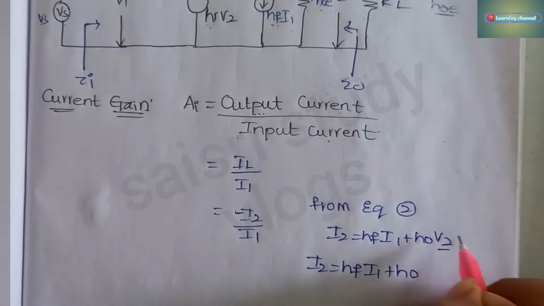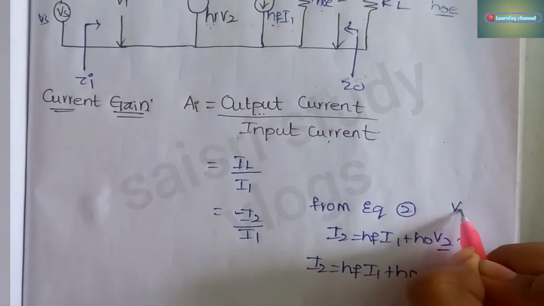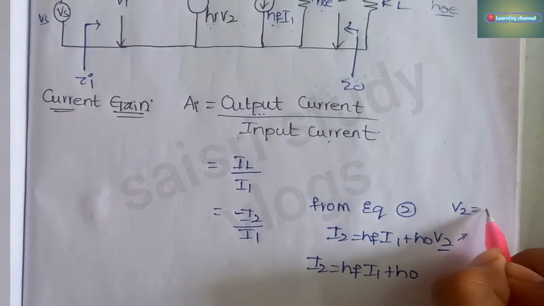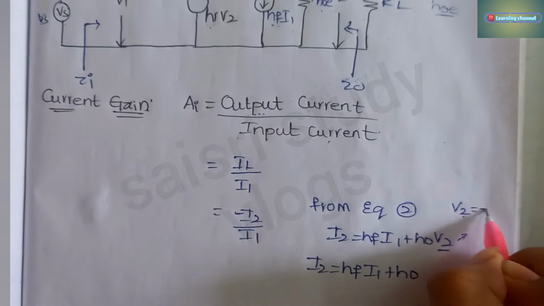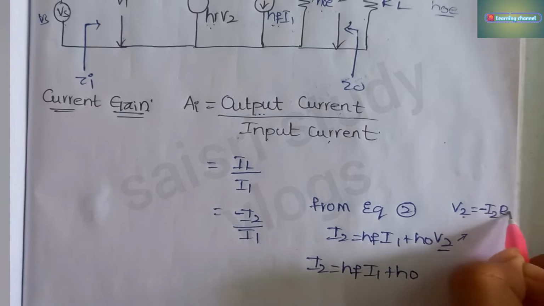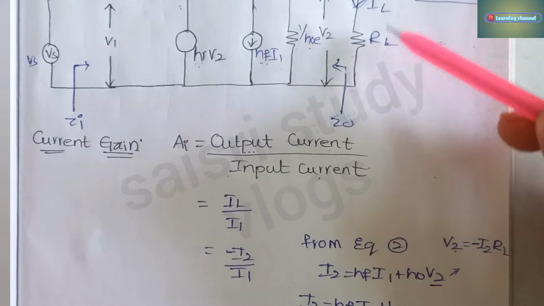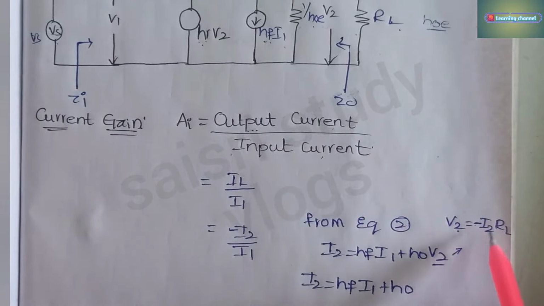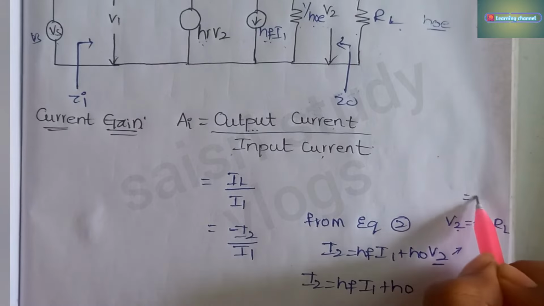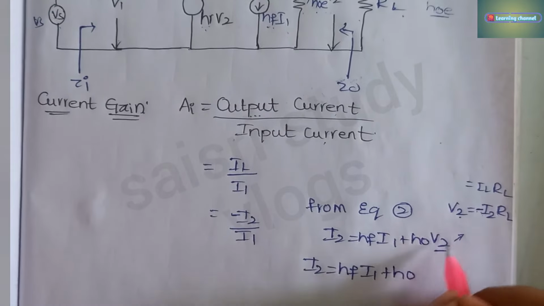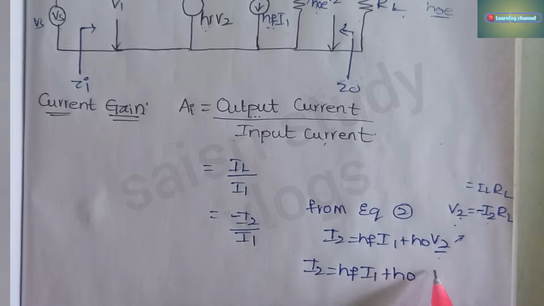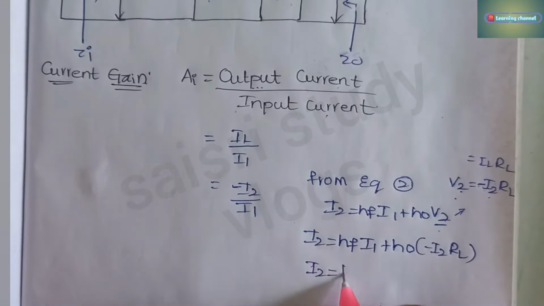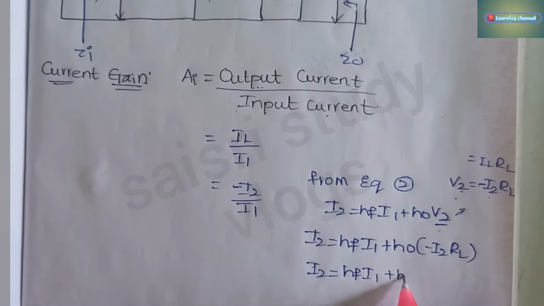In the place of V2 we can write, what is the voltage formula? V is equal to I into R. So here V2 is equal to minus I2 into RL, since we have load resistance RL. So IL into RL, whereas IL is equal to minus I2, so minus I2 into RL. In place of V2 I am substituting minus I2 RL. Now I2 is equal to HF I1 plus HO into minus I2 RL.